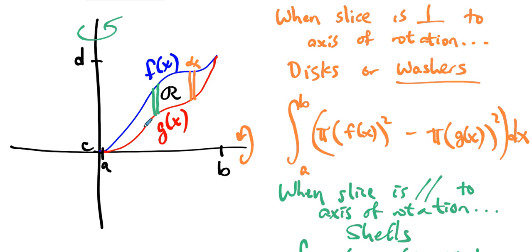What I want to make sure I drive home in these 6 minutes is that when we slice perpendicular to the axis of rotation, we get disks or washers. When we slice parallel to the axis of rotation, we get cylindrical shells. If that's your takeaway, you're in great shape. I'll illustrate with some examples in another screencast.